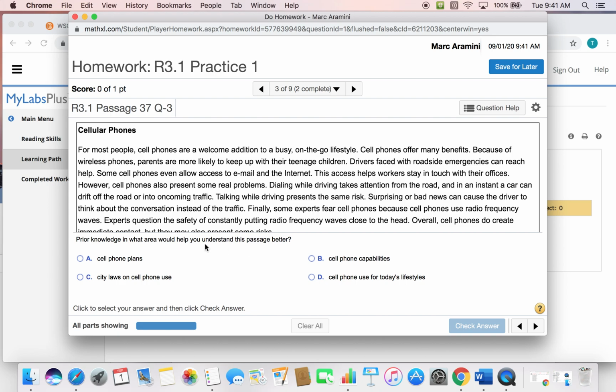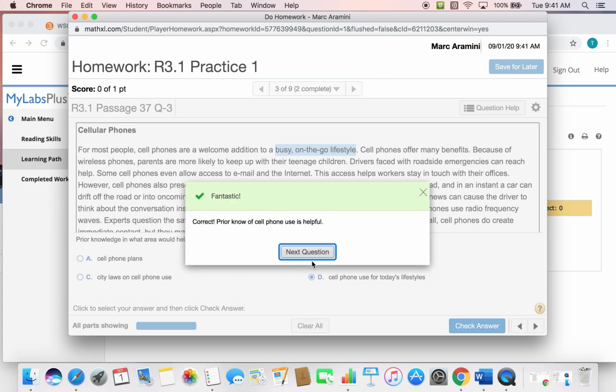Prior knowledge in what area would help you understand this passage better? All right, so it's talking about cell phone use. We've got cell phone plans. That's irrelevant. It doesn't matter how much it costs. This is a general cell phone thing. City laws on cell phone use might affect your use in the car, but it's not only about the car. It's talking about a busy on-the-go lifestyle. Those are in the first sentence there. So which of these works? Cell phone use for today's lifestyle. Okay.